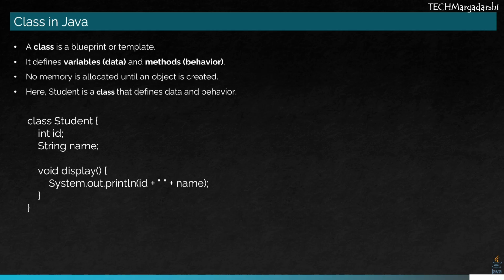Now let's understand this with the example shown on the screen. Here, Student is a class. The variables id and name represent the data members of the class. They store information related to a student. The display method represents the behavior of the class. This method prints the student's ID and name. So, in simple terms, the class defines what an object will have and what it can do, but the actual data is stored only when we create an object of this class.